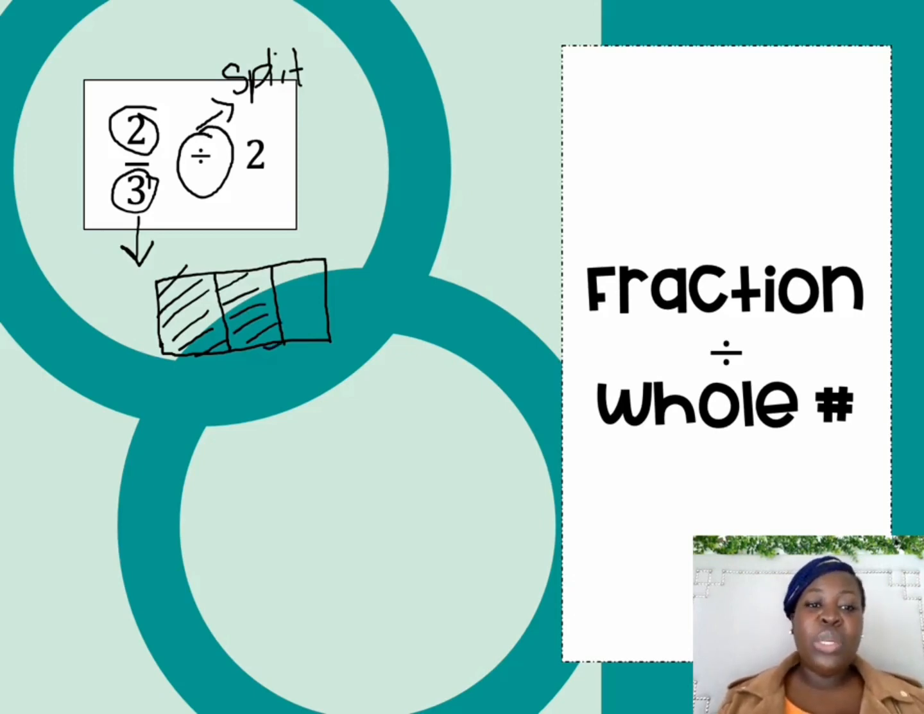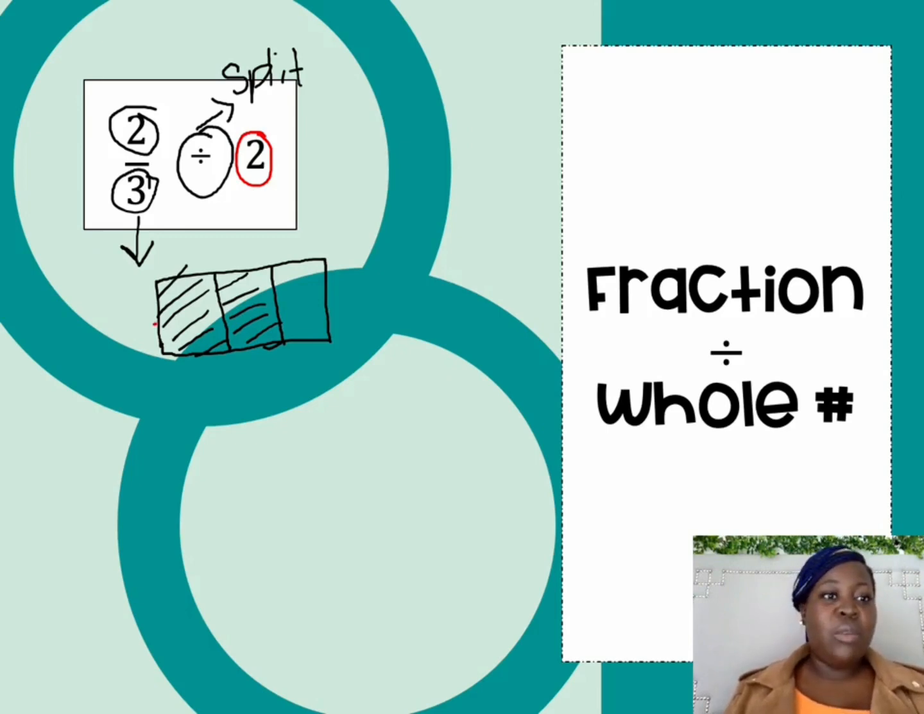Now we are going to look at our whole number, and our whole number is 2. What are we going to do with that? Remember, I said you are going to take your 2/3 and split it up into two equal parts. So let's do it. You have your 2/3 and you're splitting it into two parts. Here you see part number one, and then you have part number two.